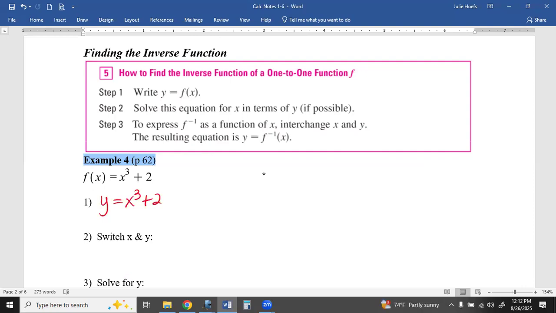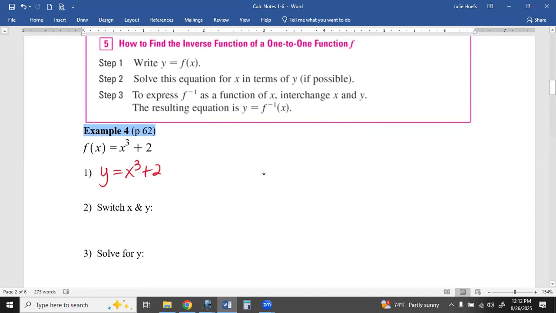You can switch X and Y first, or I can simply solve this for X first and then switch my X and Y. These two steps, 2 and 3, it doesn't matter what order you do them in. I think it's easier to do it right away so you don't forget, because we're used to solving for Y. That's the other thing. So if you switch them right away, I think people make fewer mistakes. But it really doesn't matter. You could do it either way.